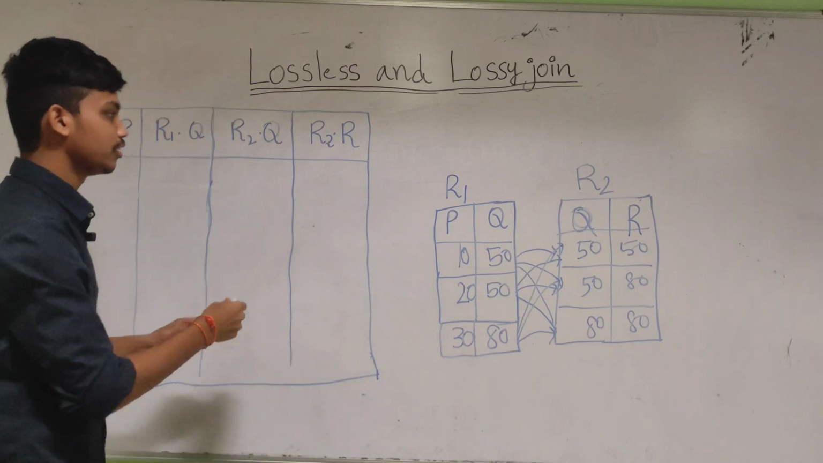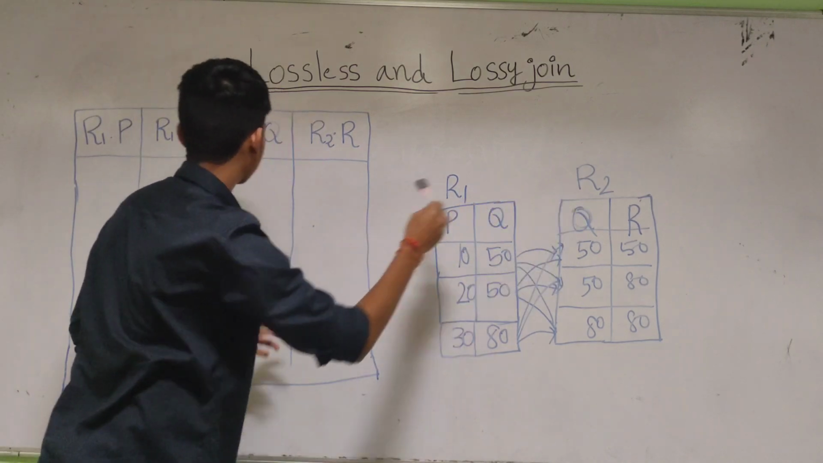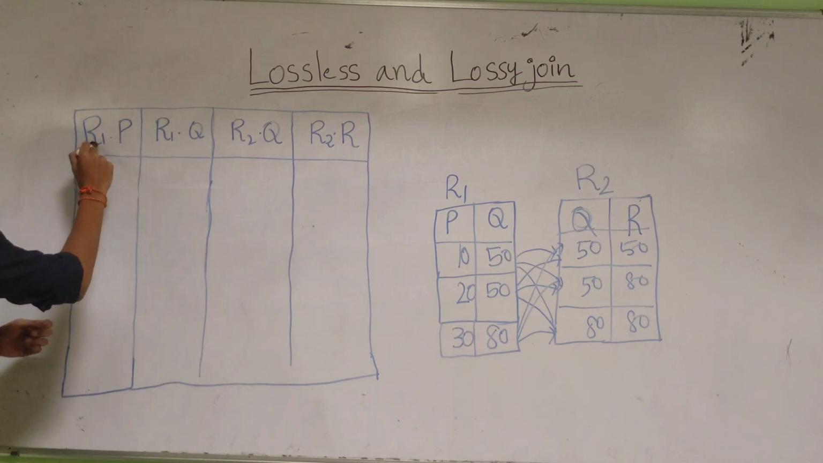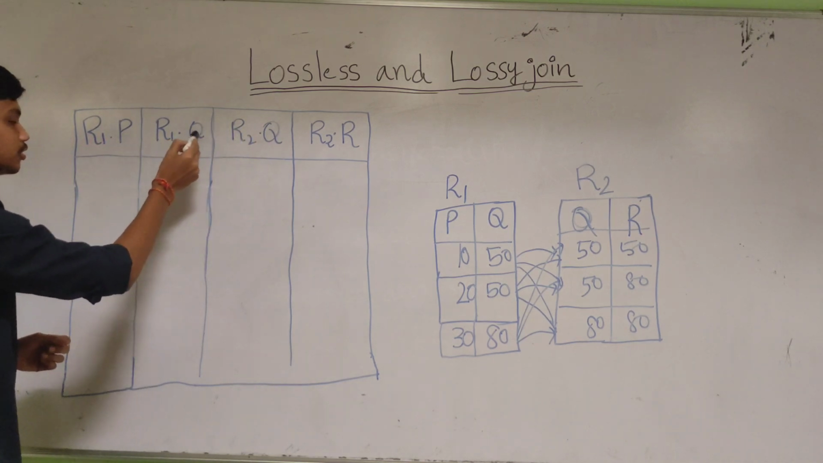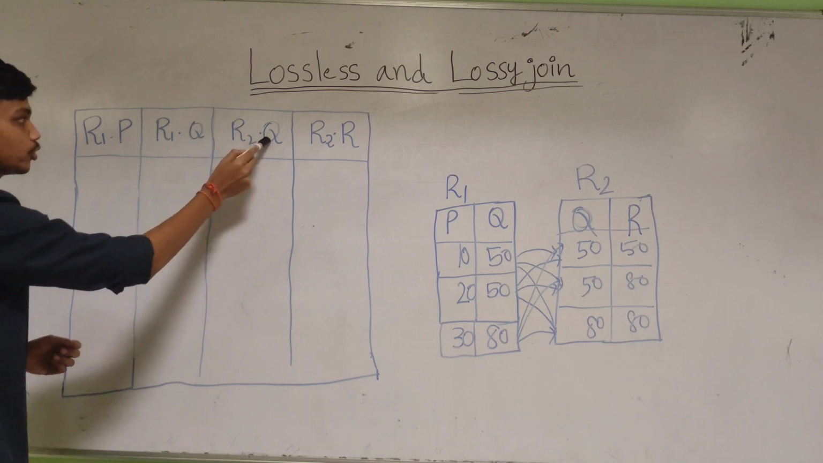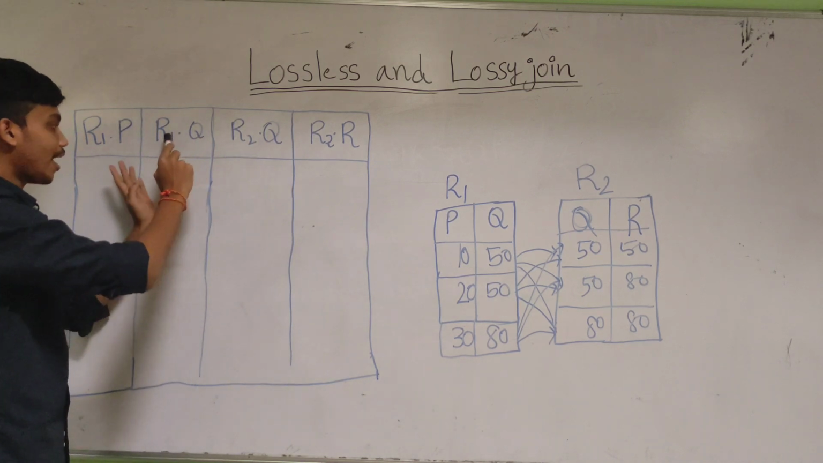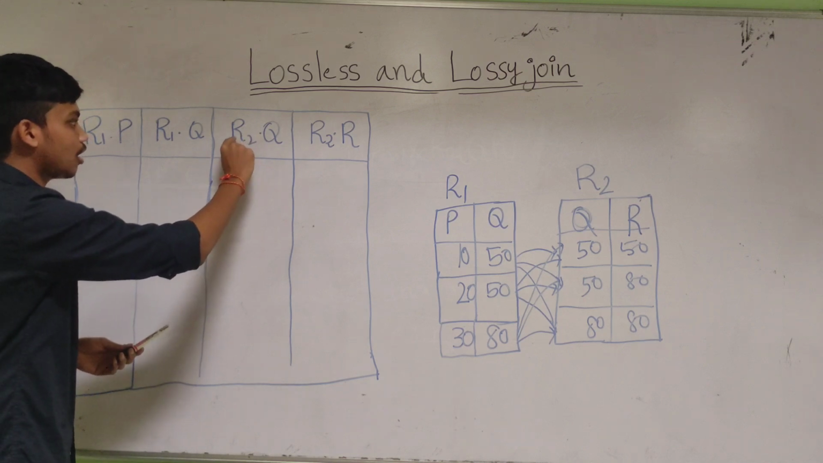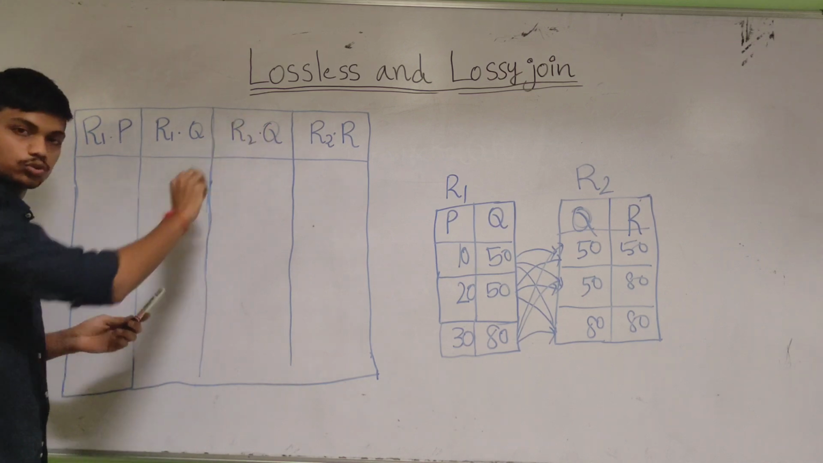Now, look here. This is the R1 relation, this is the R2 relation, and I am doing the cross product. This is the P attribute of R1, and this is the Q attribute of R1. This is the Q attribute of R2. These two Qs are different: this Q is an attribute of R1, this Q is an attribute of R2. I am writing it like this. This R2 dot Q means this Q belongs to R2.